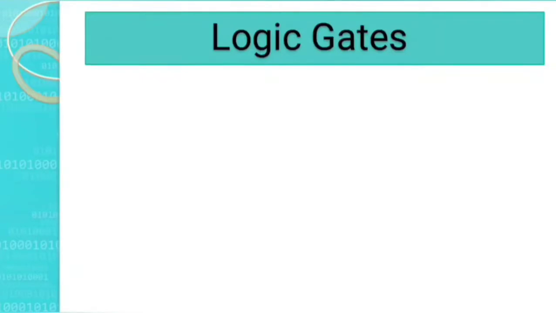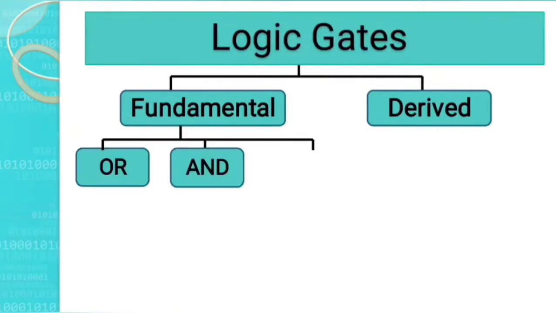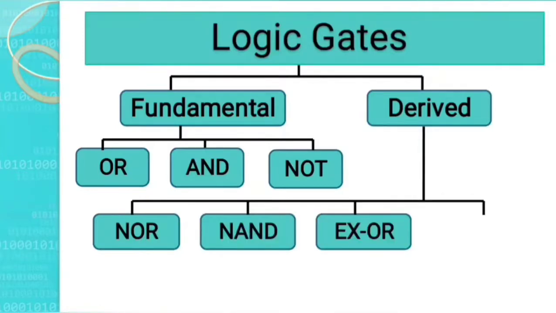These gates are classified as fundamental gates and derived gates. Fundamental gates are also known as basic gates. These gates are OR gate, AND gate, NOT gate. Derived gates are derived from fundamental gates as NOR gate, NAND gate, XOR gate and XNOR gate. So let's see each gate one by one.